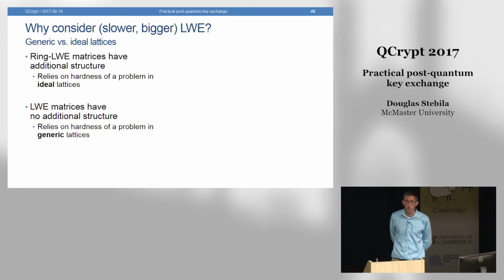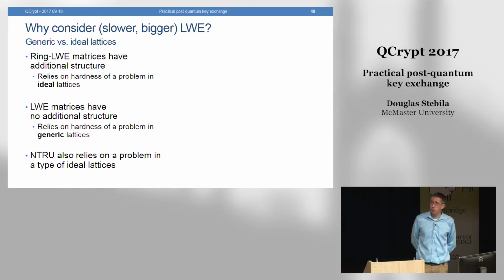And for ring-LWE, when we relate it back to the lattice problem, we see that this additional structure means that it's now a lattice problem on a type of lattice called an ideal lattice. Whereas these unstructured LWE matrices relate to a problem on what are called generic lattices. Okay? So our underlying lattice problem also has more structure. I mentioned NTRU as well. NTRU ends up relating to a problem on ideal lattices as well, although a different type of ideal lattices than ring-LWE. Okay? And when we introduce this structure, and when we switch over to ideal lattices, there's this risk that we have now made the problem easier to solve.